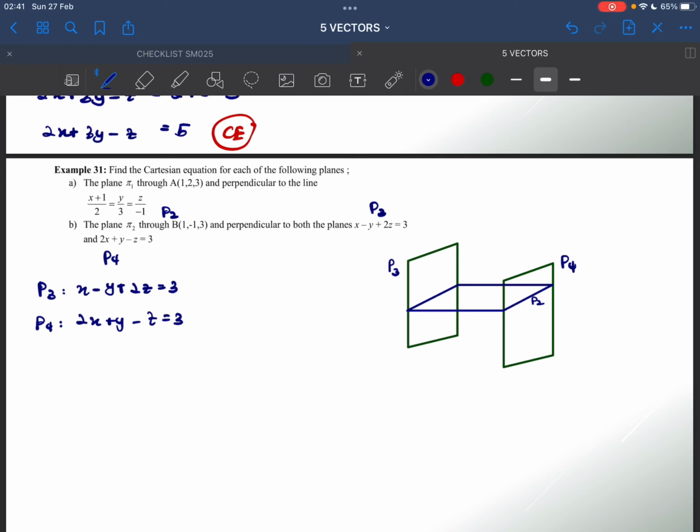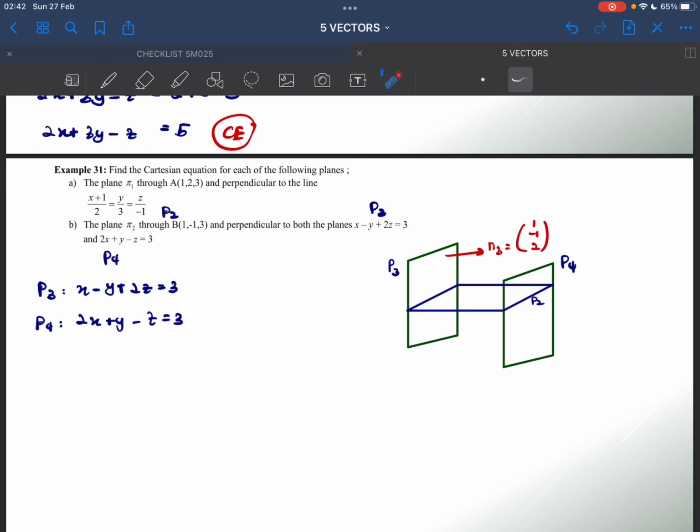From there you can see the normal for P3 and P4. So P3 has a normal. Remember, the normal is always perpendicular to the plane. So here is your plane. Perpendicular to the plane is just going to here. Okay, so this is the normal 3, which is 1, -1, 2. Okay, so that is your normal for 3.